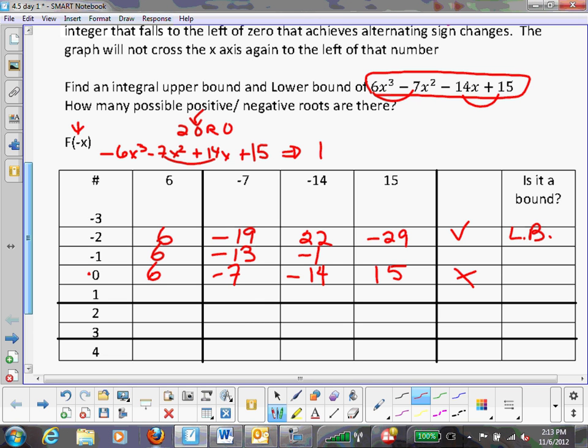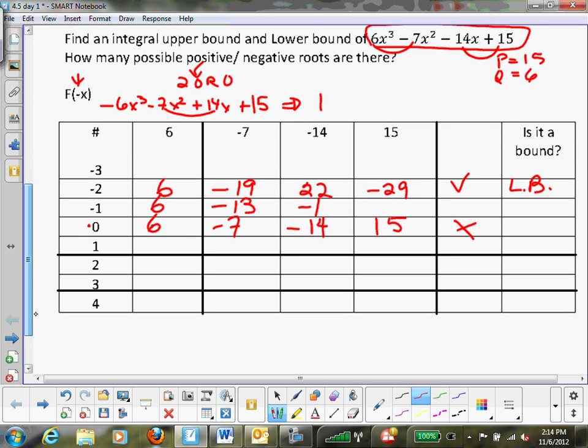Haven't we just kind of made our pool of numbers even smaller? Because our P over our Q, our P is 15, our Q is 6, isn't it? So we could have negative 15 as a possible negative root, right? But we just realized at negative 2, we're not going to find anything past negative 2. So we've just made that pool of values even smaller. You follow that? So we don't have to go past negative 2, because we should get all sign changes after that. Okay? All right, so now let's find our upper bound.